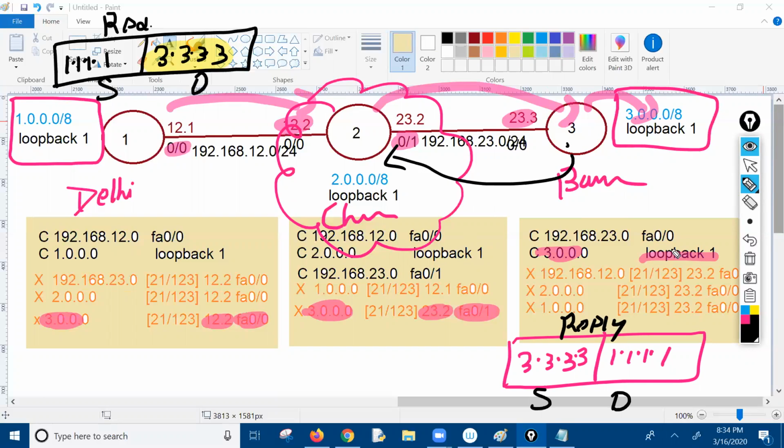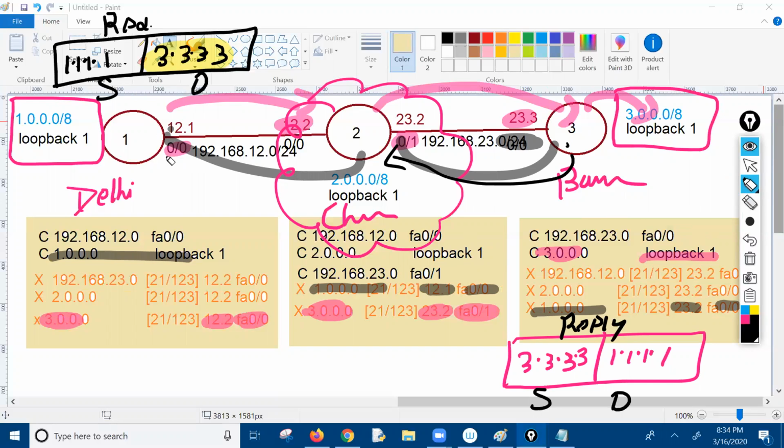R3 will look up the routing table. Do we have information? Yes. Forward the packet to 23 or 2. Forward the packet to the next hop. This is how the communication will happen in the dynamic routing protocol, guys. So far is good. Does anyone have a question?